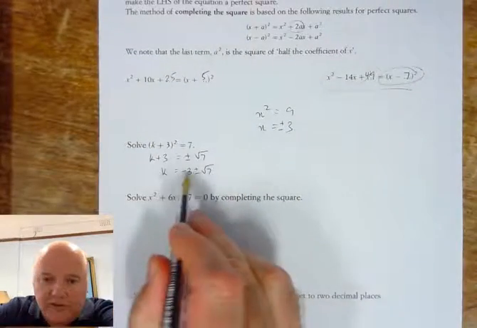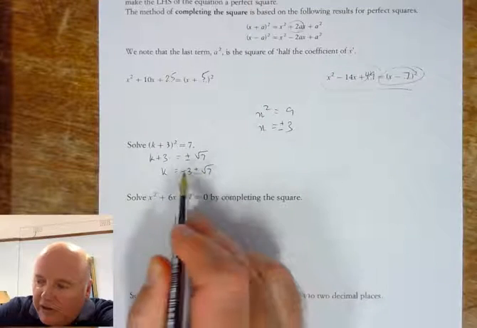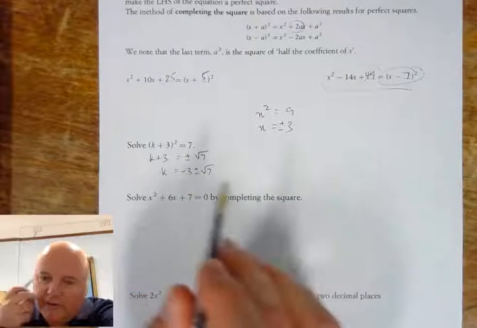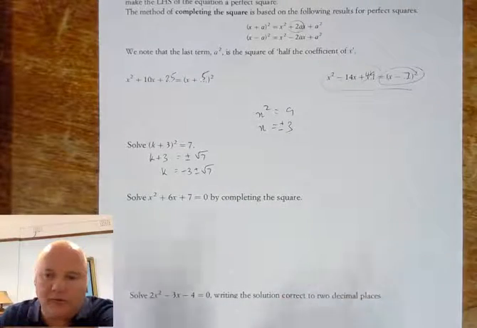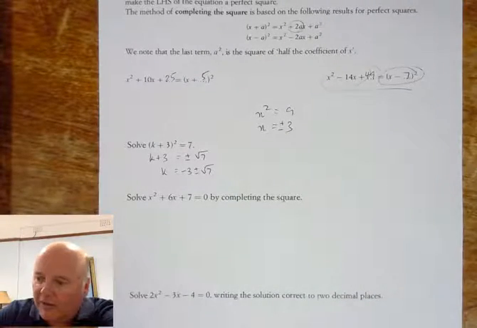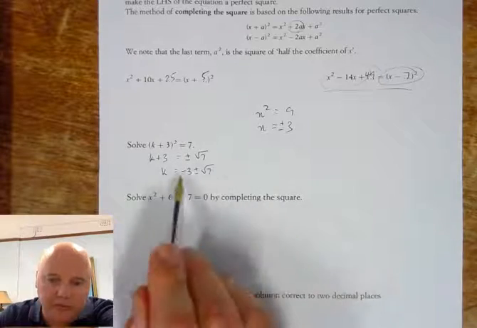Now the two answers are these. Minus 3 plus root 7, and the other answer is minus 3 minus root 7. So if it's asked to leave it in exact form, there's your answer. If it says what it is to 2 decimal places, you pick up your calculator and you go minus 3 plus root 7 and minus 3 minus root 7.